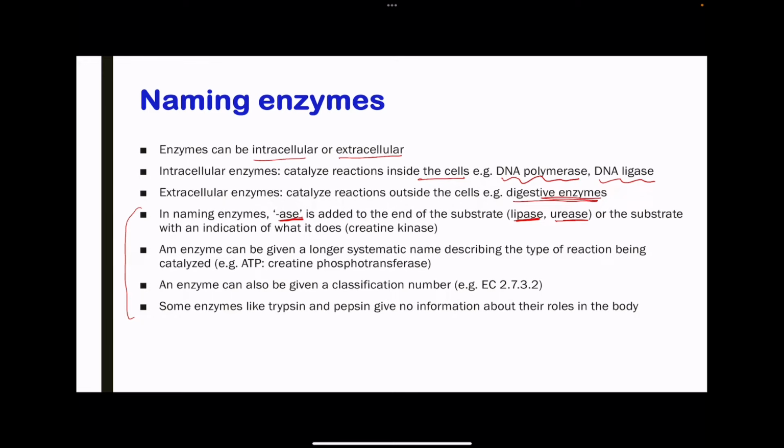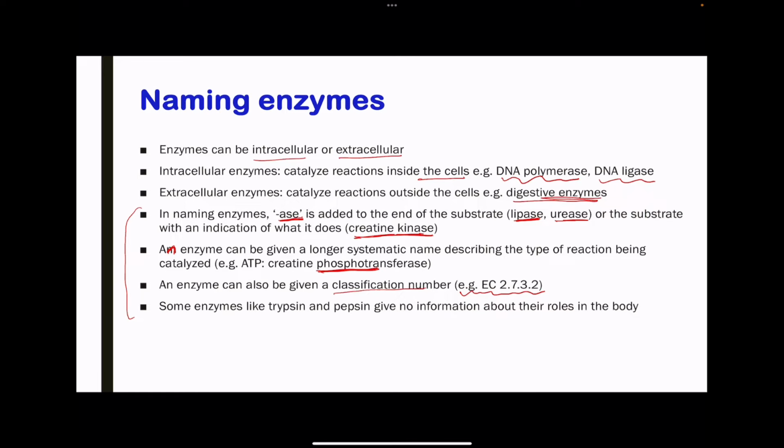Sometimes enzymes can be named by adding an indication of what it does. For example, creatine kinase. Sometimes an enzyme can be given a longer name describing the type of reaction that is being catalyzed. For example, creatine phosphotransferase. Also, some enzymes can be given a classification number. For example, you have this in your textbook. So sometimes if you want to buy specific enzymes, you use a classification number instead of the actual name.